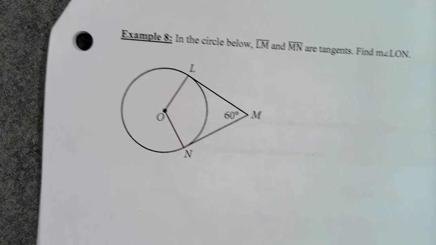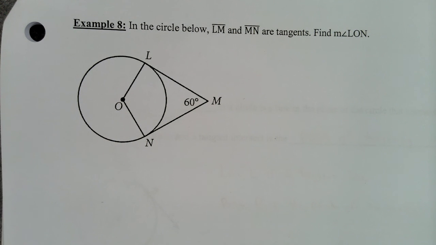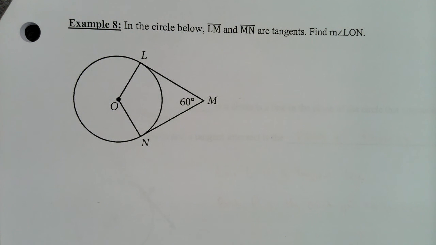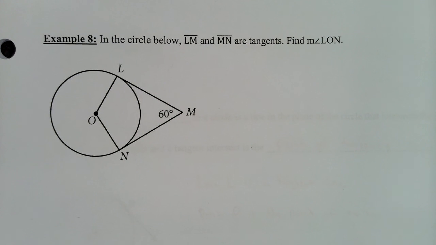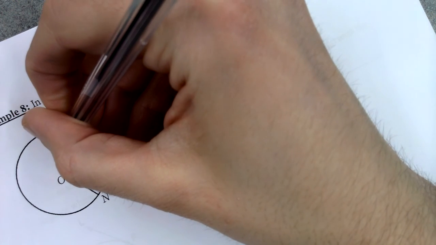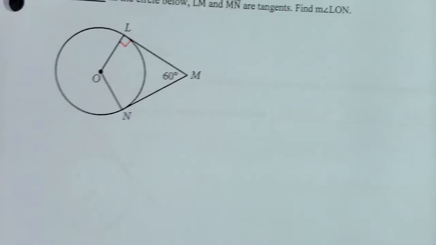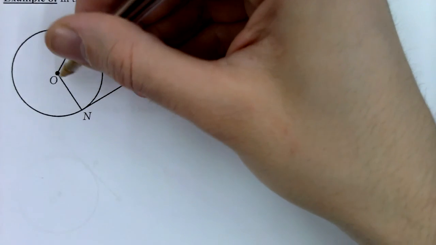Okay, now this last problem is a question I got from the SATs. In the circle below, LM and MN are tangents. Find the measure of angle LON. Now this one is not that hard. If LM and LN are both tangents, then this is a right angle right here, because the radius to the point of tangency is perpendicular to the tangent.